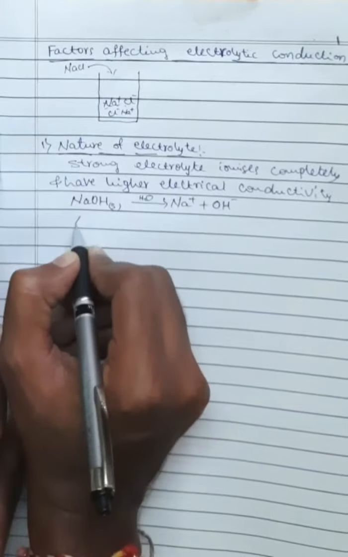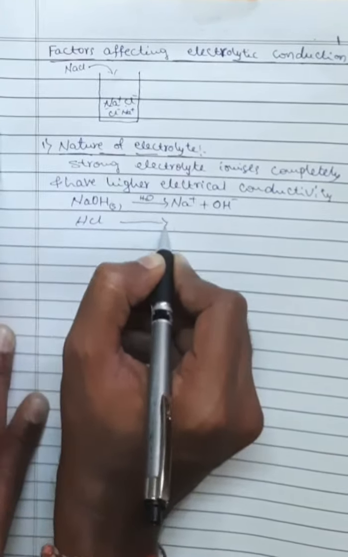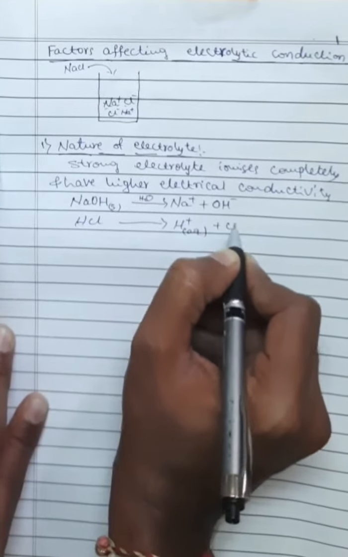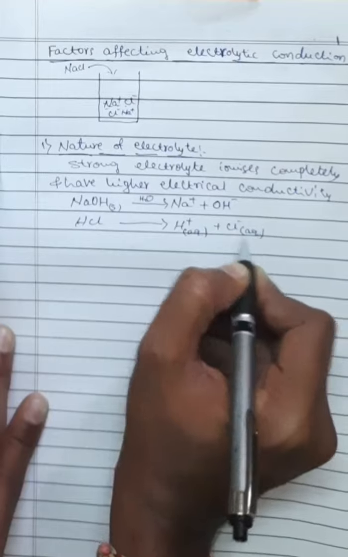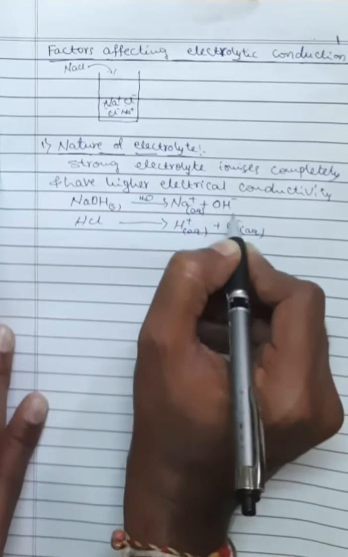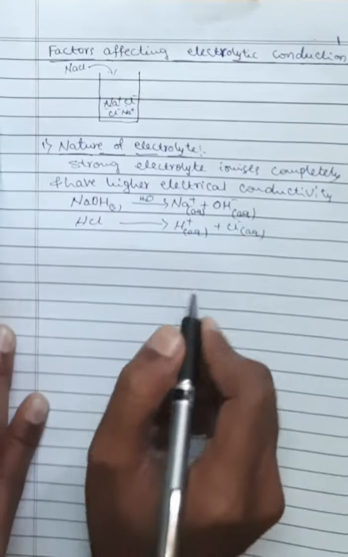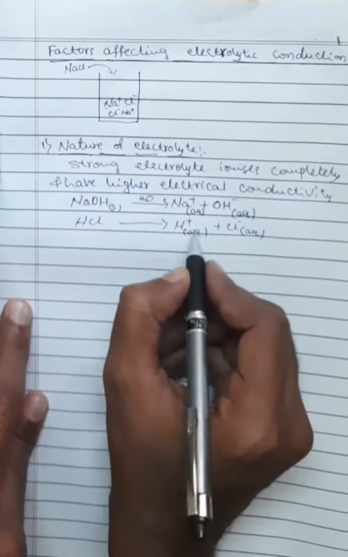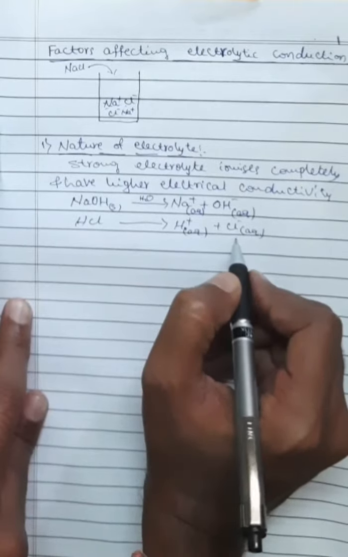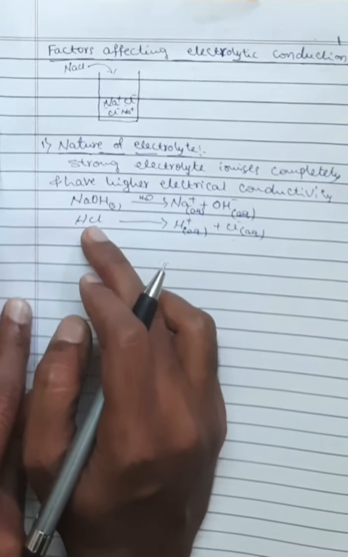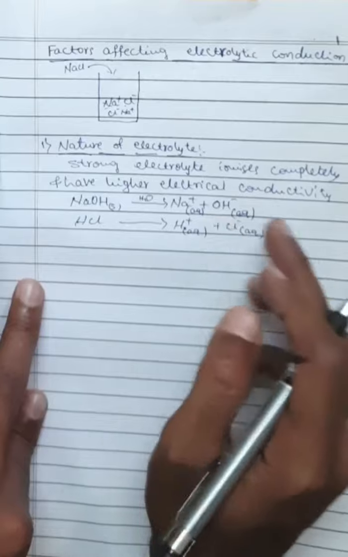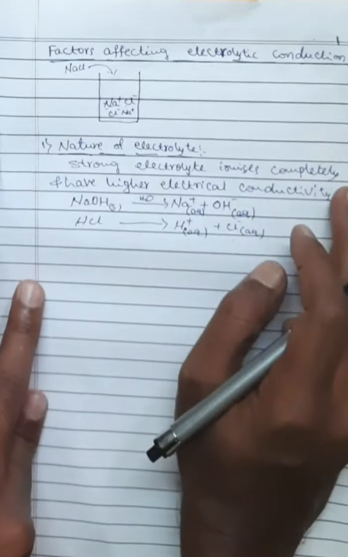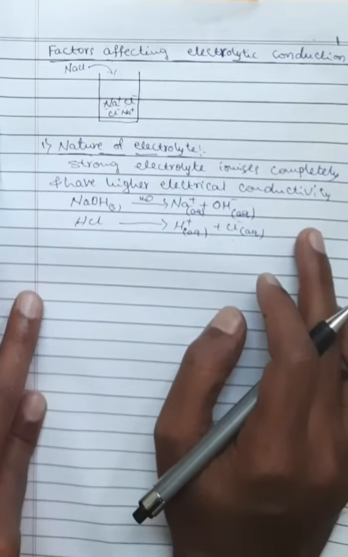If we take HCl, again we get H+ (aq) and Cl- (aq). Whenever you consider strong electrolytes, they will ionize completely. We get the oppositely charged ions and it doesn't contain unionized molecules; instead it contains only the respective ions. Therefore the strong electrolyte will ionize completely and have a larger conductivity.